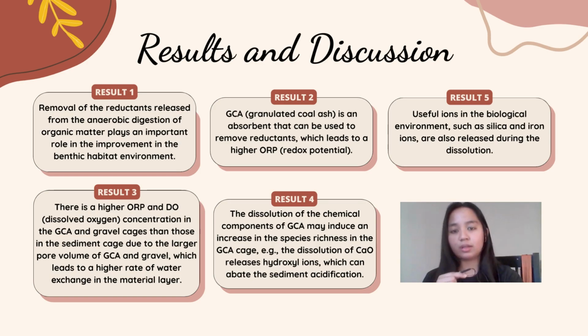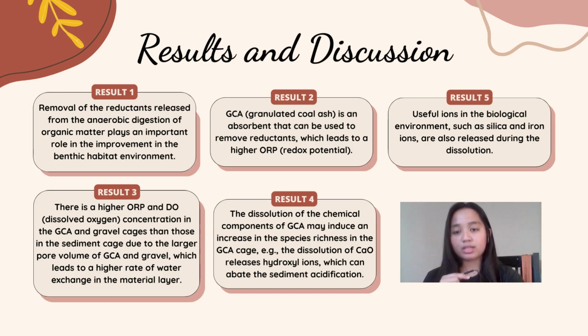Results from this study show that the granulated coal ash or GCA is an absorbent that can be used to remove reductants, not just because there is a higher redox potential and higher rate of water exchange in the GCA and gravel cages due to their large pore volume, but also because of the dissolution of the chemical components of GCA. One of the primary components of GCA is calcium oxide.